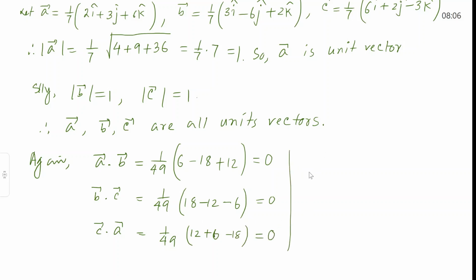So therefore the vectors A bar, B bar, C bar are mutually perpendicular.